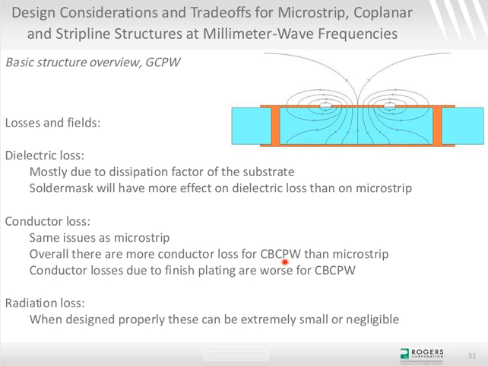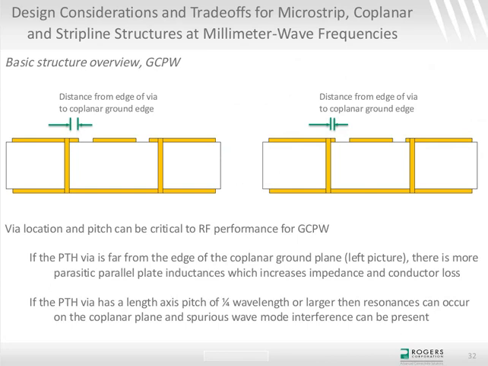Radiation losses: if the structure is designed correctly, you can have minimal or almost no radiation losses with grounded coplanar waveguide, as compared to microstrip, where you are going to have some amount of radiation losses probably. And then the via placement. The via placement in the grounded coplanar waveguide is pretty important. Ideally, what you'd like to have is these grounding vias from the coplanar ground plane to the ground plane below.